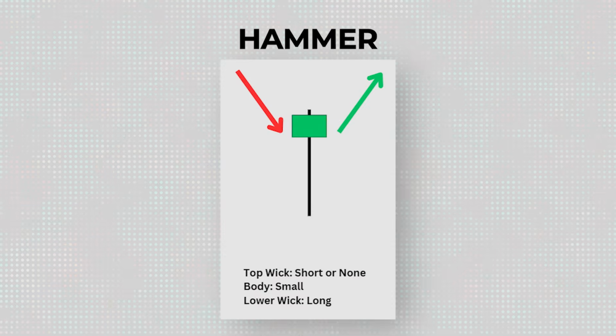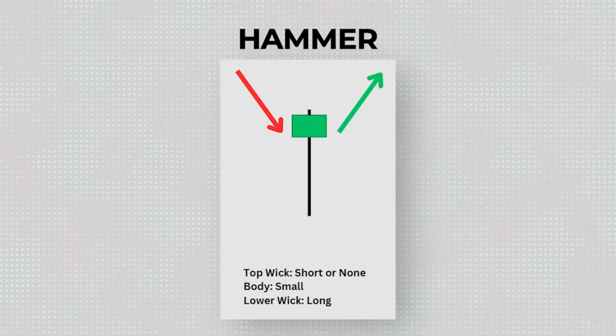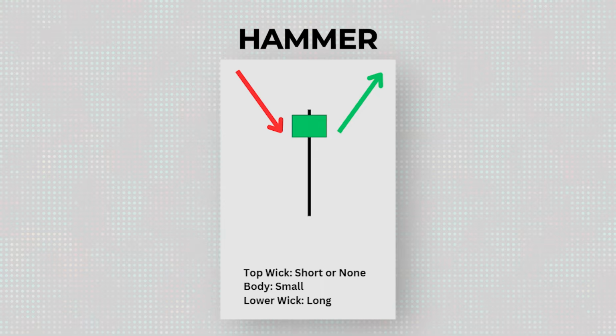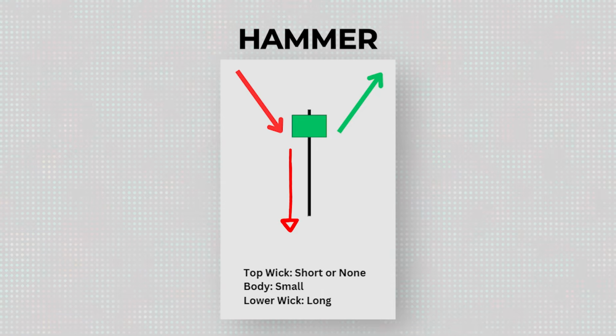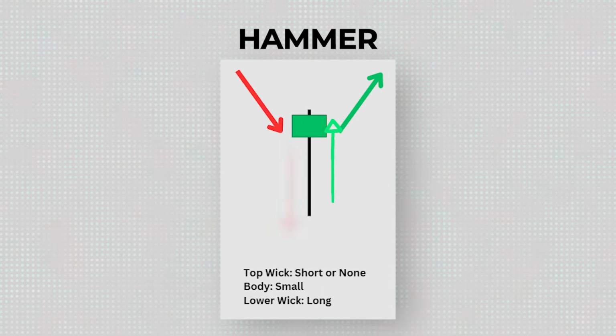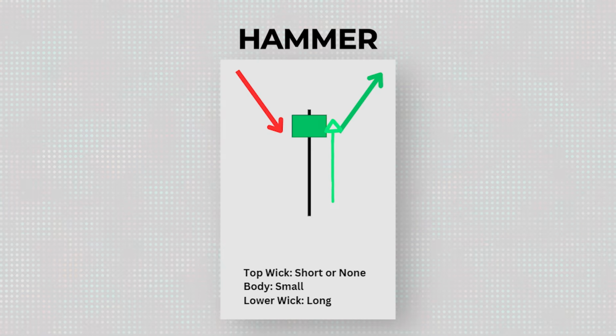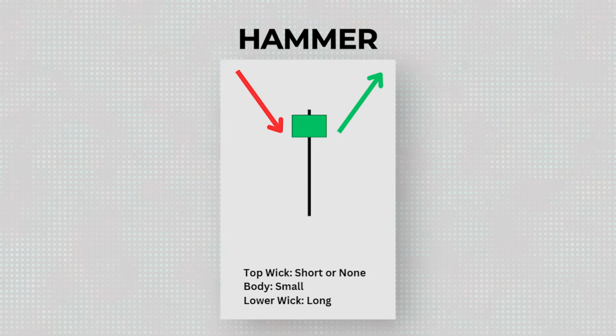First, we have the hammer. This pattern has a small body at the top and a long lower wick. It appears at the bottom of a downtrend, suggesting that although sellers pushed the price down, buyers stepped in and drove the price back up near the open, indicating potential bullish reversal.